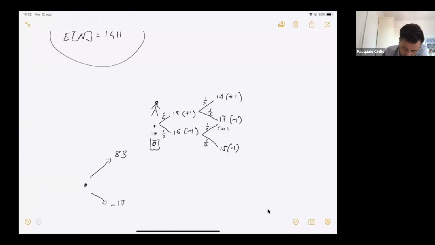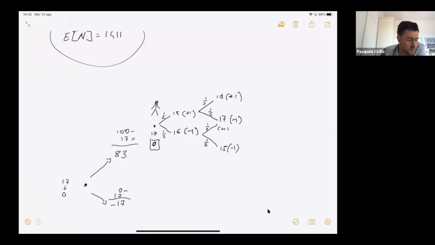Why 83 and -17? Because obviously if the guy is in 17 and I rescale this to become 0, it means that 100 minus 17 is equal to 83. And 0 minus 17 is equal to -17, okay? So it's just a matter of rescaling.